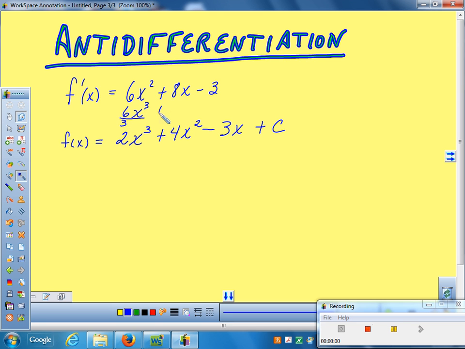So try that on the 8x. If I add 1 to the power, that will give me 2, and if I then divide by that power, I get the 4. And technically on this one, adding 1 to the power gives me x to the first, because technically that was x to the 0 to start with. So I would be dividing by 1 then, and that would leave me with 3x. So congratulations, you just discovered the power rule.